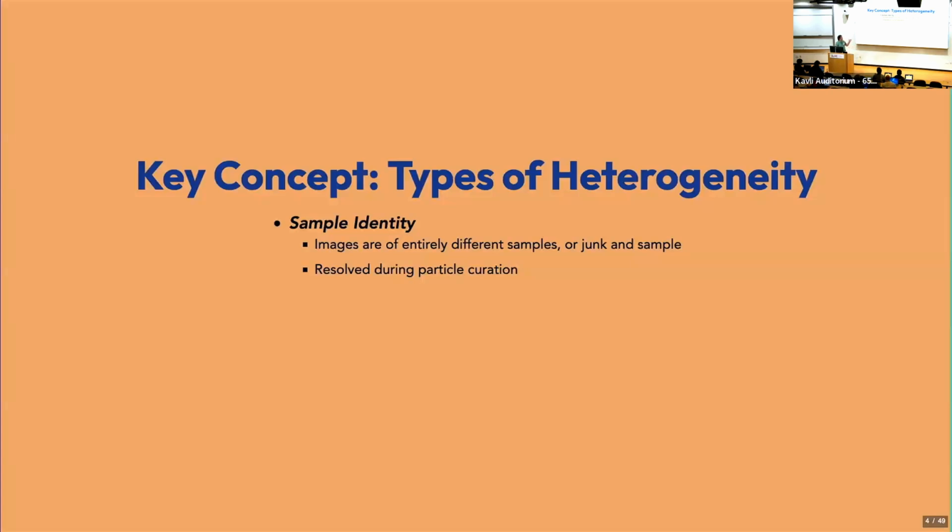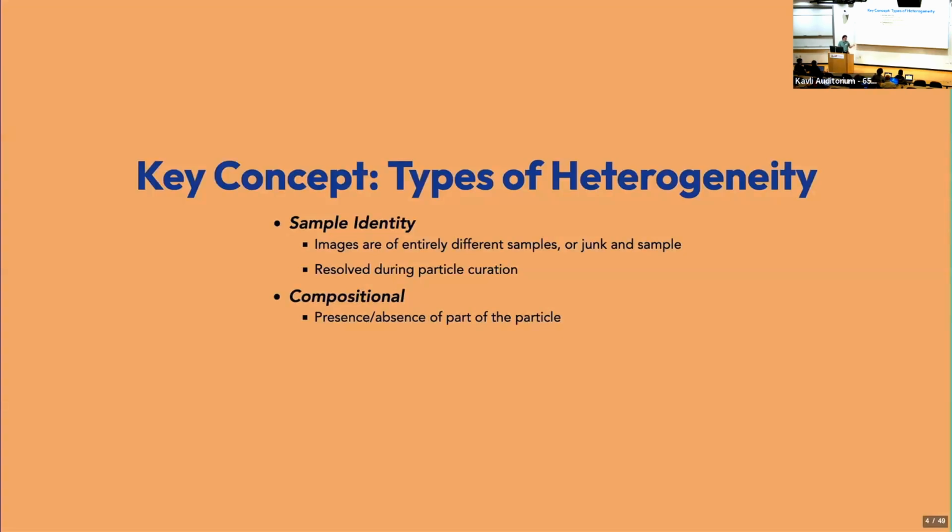So one is sample identity heterogeneity, which is where you're looking at images of just totally different things. I think a lot of people wouldn't even call this heterogeneity. That's just different stuff, right? So for instance, junk versus sample, that you could consider heterogeneity, or maybe sample A versus sample B in the same images is also heterogeneity. Those you can usually resolve during particle curation, right? The particles are going to be so different, no worries, but that'll cost you a grid puck. The samples are so different that when you're doing 2D classification or ab initio or something, you'll be able to pull those apart. So those are a little easier to tackle, whereas some other types of heterogeneity, like compositional heterogeneity, might be harder, right?